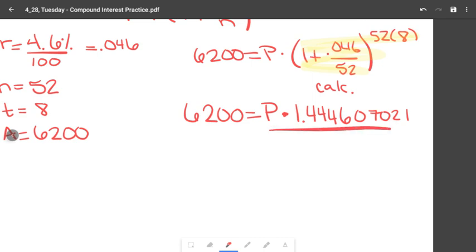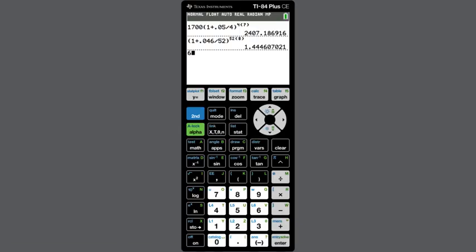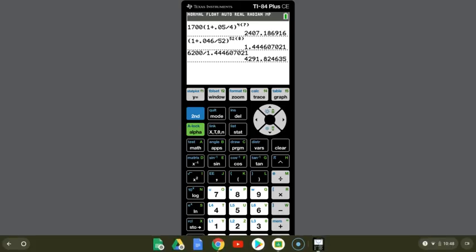P is multiplying with this number, so we are going to divide it to the other side. And as annoying as it is, you are using that whole decimal. So on our calculator, 6,200 divided by that entire decimal. And it said nothing about rounding, so that means again that we're going to go to 2 decimal places, so 0.82, and then the 4 says stay at 0.82. So $4,291 and 82 cents.